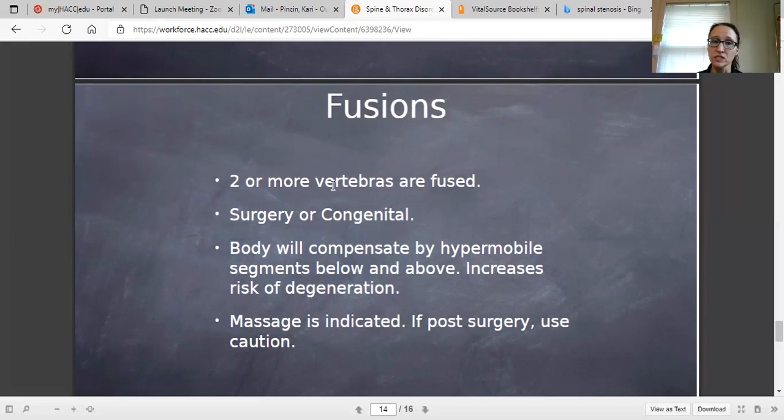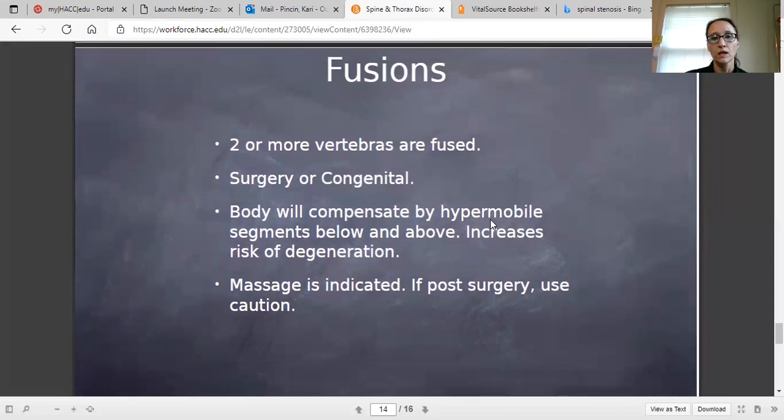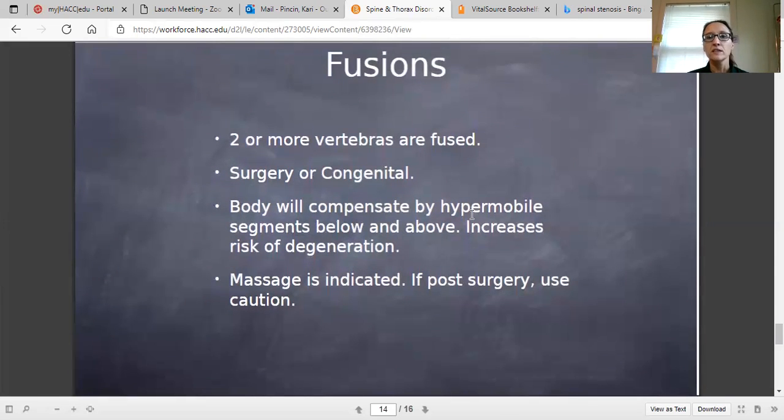Sometimes they fuse together on their own because you've had the issue for so long and you didn't notice that you weren't having any pain, let's say. Sometimes the vertebrae will fuse together by itself. I mean, obviously that takes years, but that can happen. So the surgery is actually quite common. You're going to have a lot of clients who have had fusions of parts of their spine.